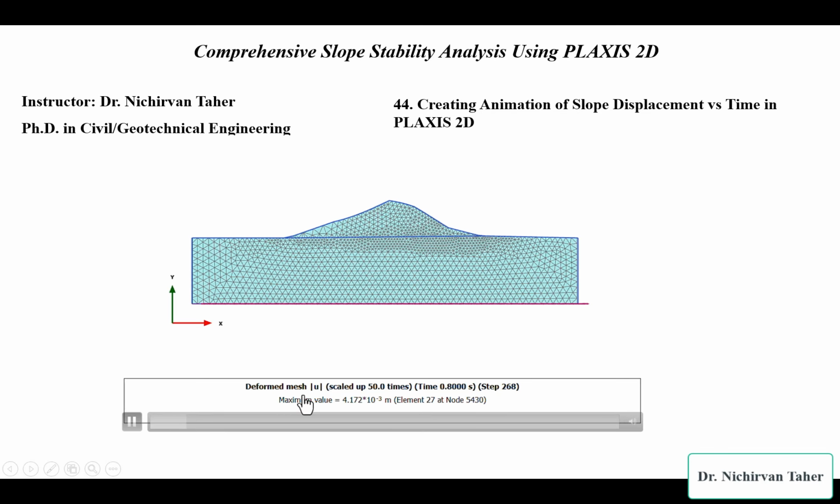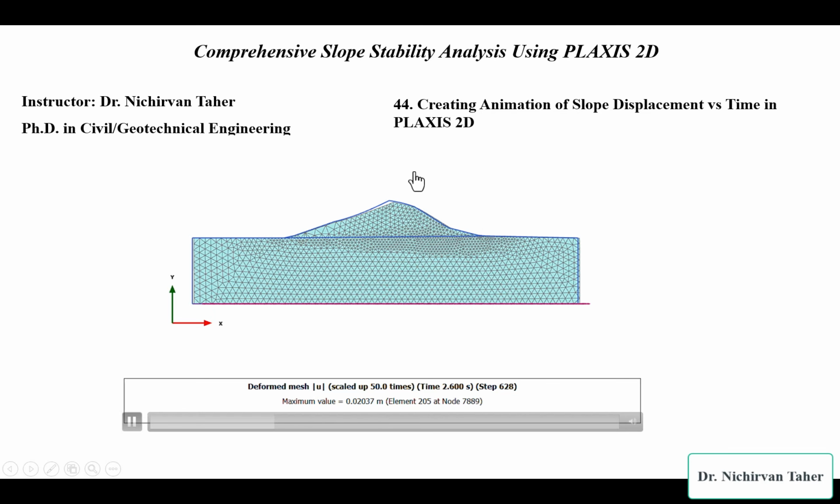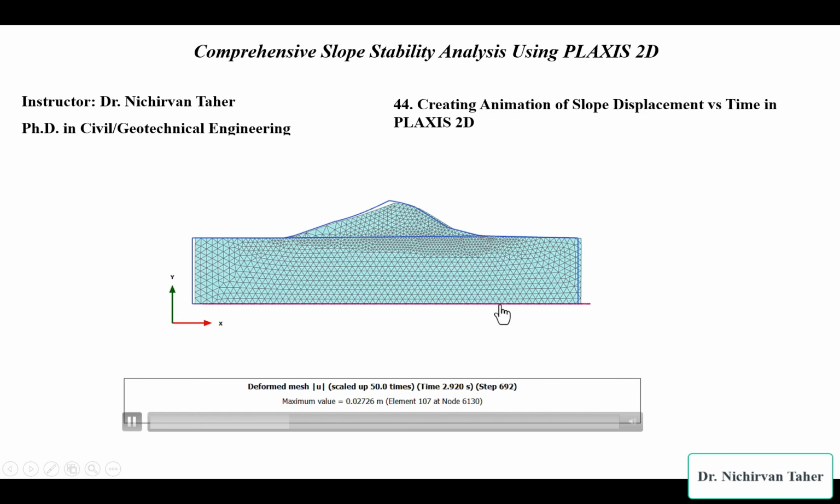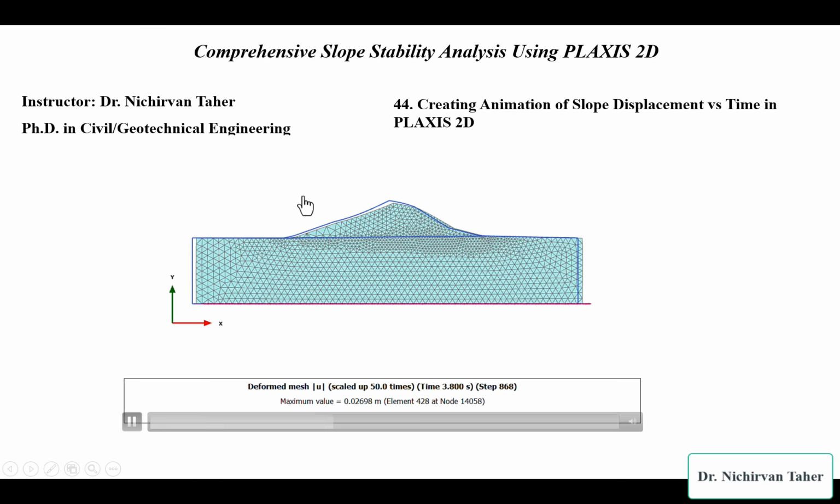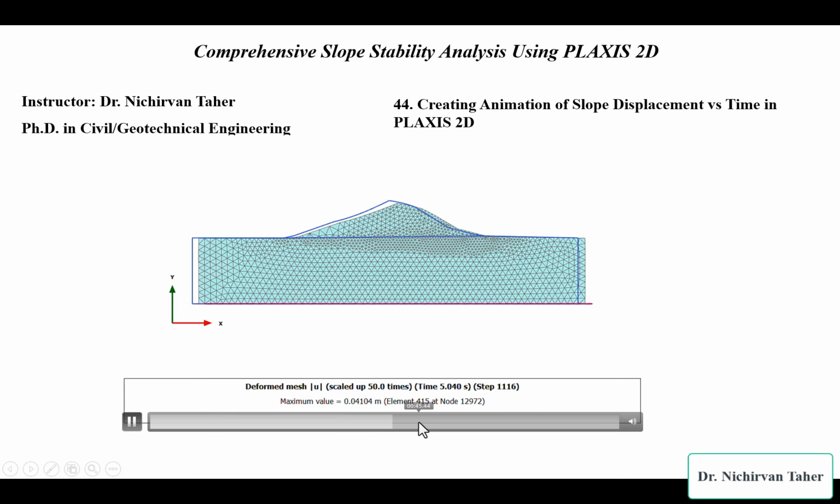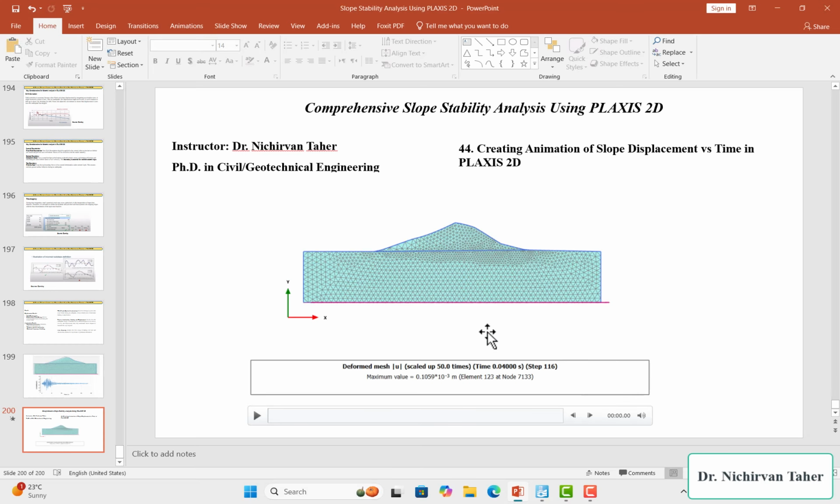So in here we can see we have a deformed shape, maximum value, and also dynamic time. So we can see this is seismic time, and the deformation changes versus dynamic time, and also we can see the animation of slope deformation versus seismic time. So in this lecture I will show you how we can create this type of animation in PLAXIS 2D.